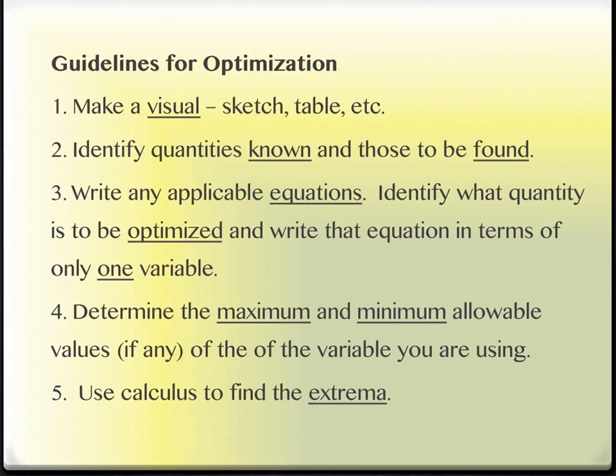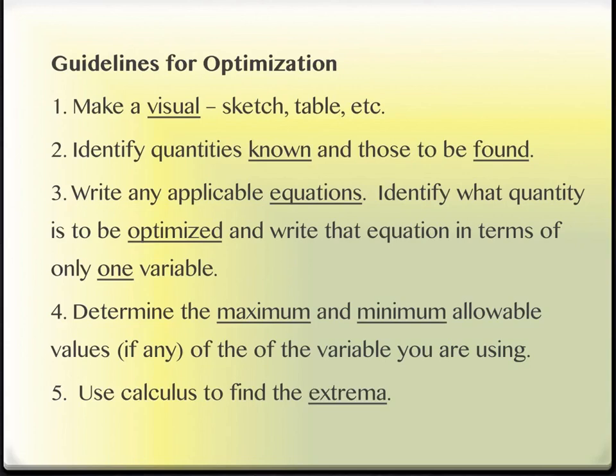On the second one, to identify the quantities that are known and those that are to be found. In real life scenarios, often you have to identify what's not really necessary. You've got lots of information in real life, and it really doesn't all apply to the particular problem you're working at. Step 3, to write any applicable equations and figure out what it is you're trying to optimize. Are you trying to optimize area? Are you trying to optimize distance? Are you trying to optimize fuel efficiency? What is it in your scenario that's really the quantity you want to have the best result for?